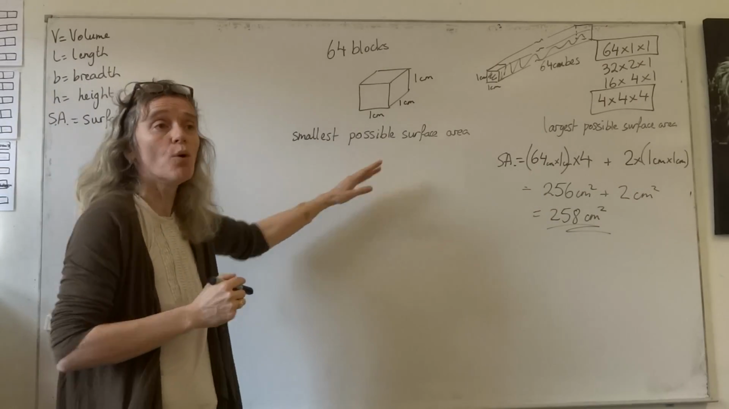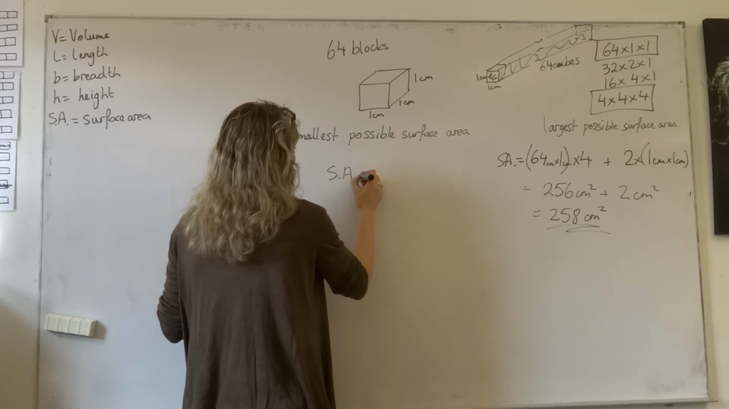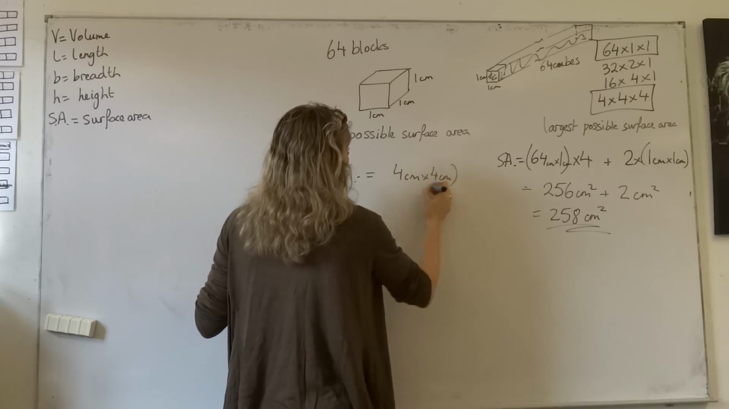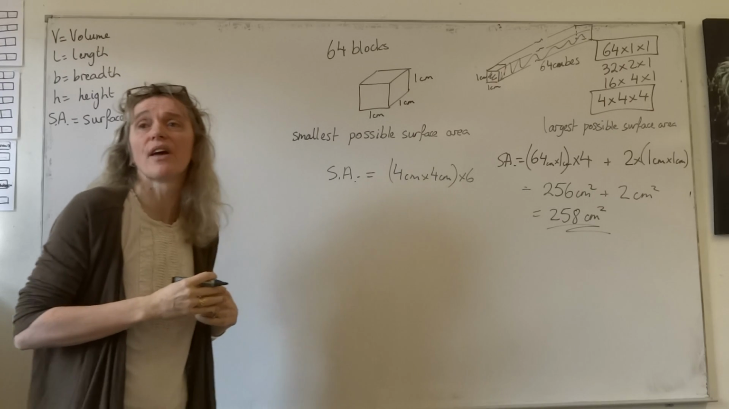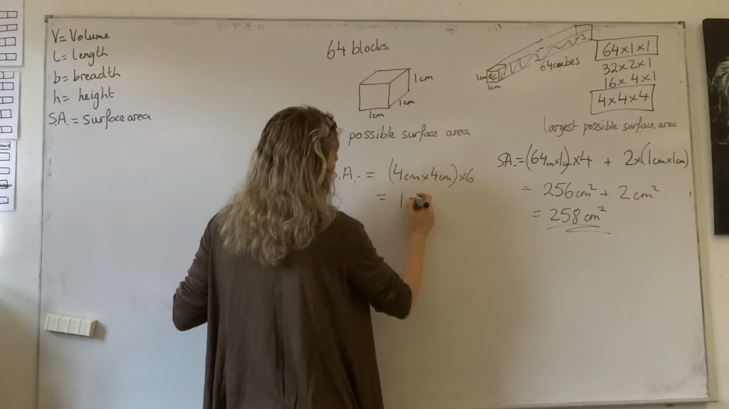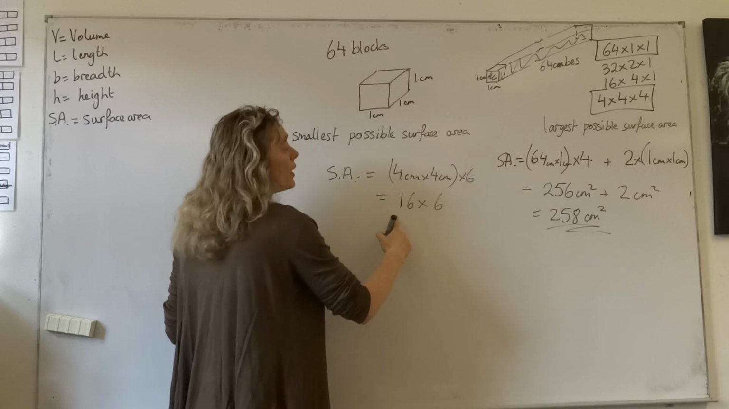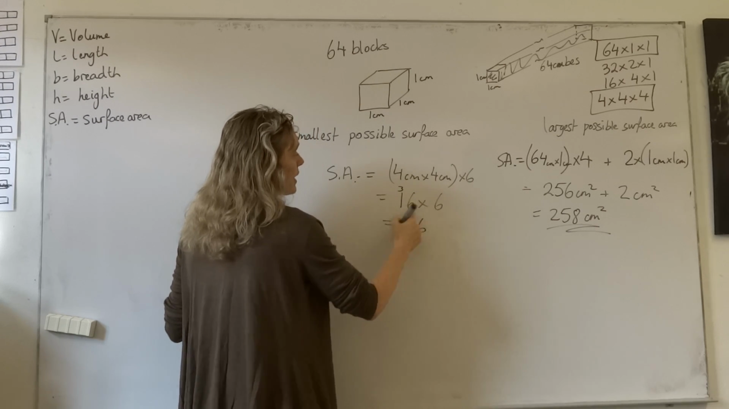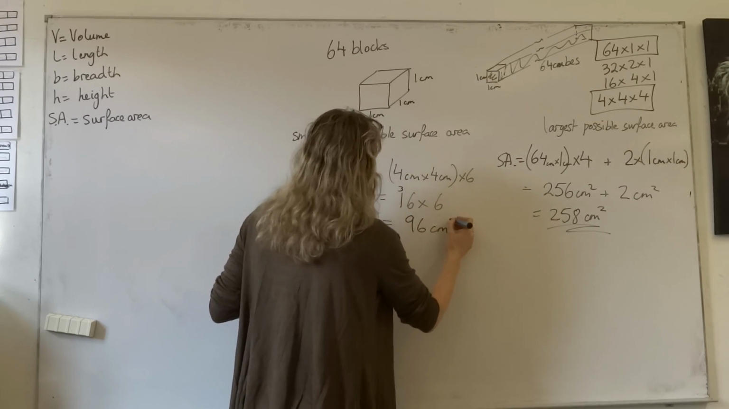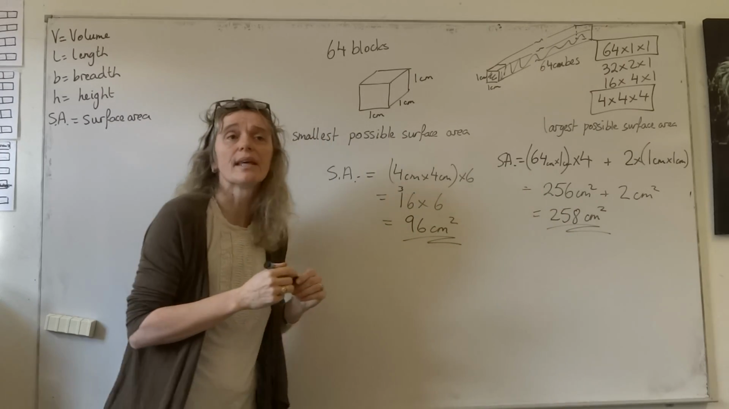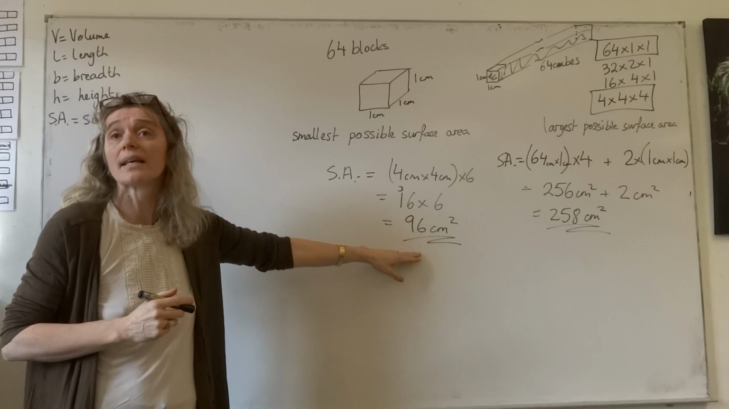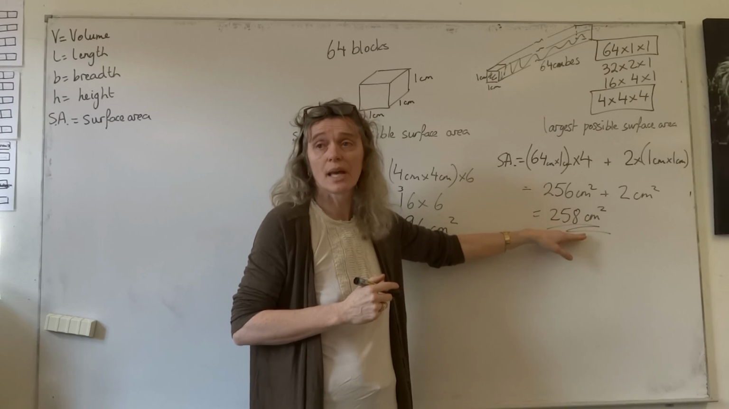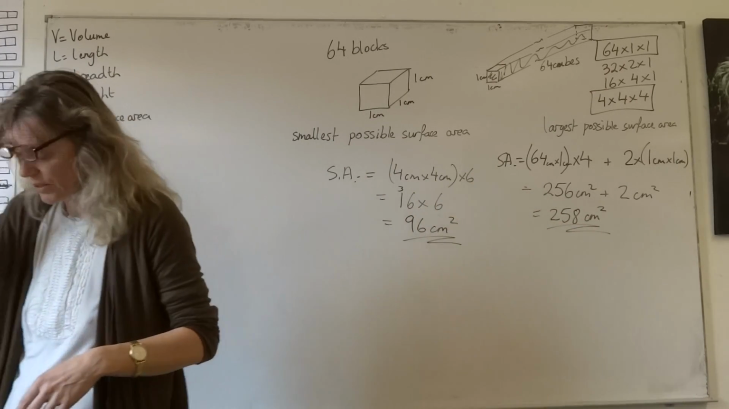whereas the smallest surface area would be the area of one face, which we know is 4 centimetres times 4 centimetres, times 6. We have 6 faces. So we have 16 times 6, which will be 6 sixes are 36, carry 3, 6 ones are 6, plus 3, 9. 96 centimetres squared. You can see there's an enormous difference between the cube that only has 96 centimetres squared and the largest possible surface area using exactly the same number of blocks as 258 centimetres squared.